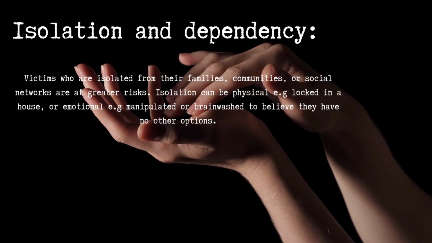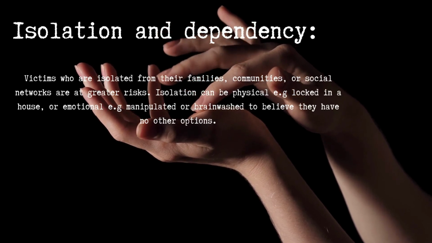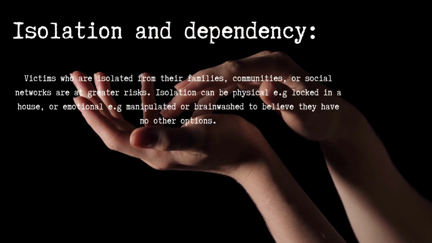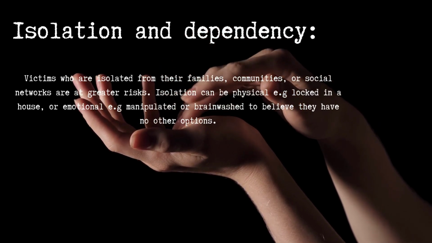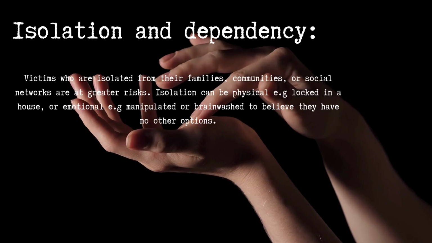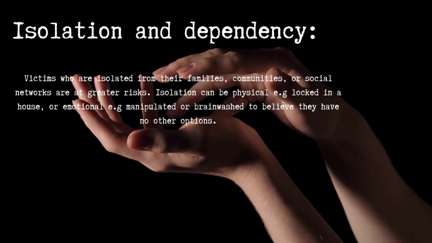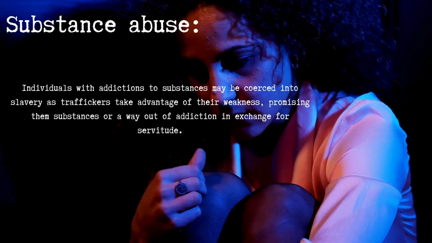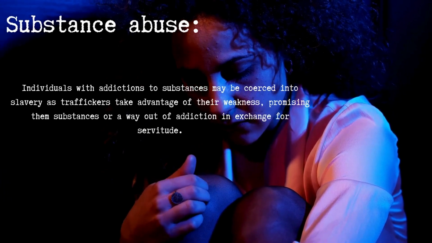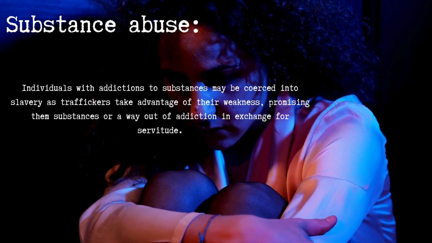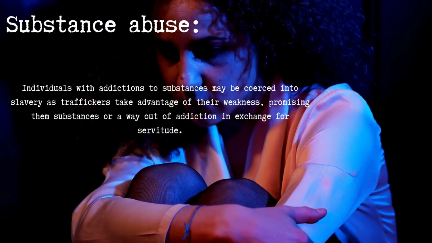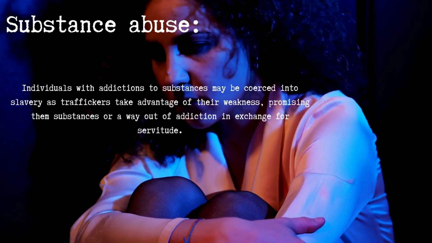Victims who are isolated from their families, communities, or social networks are at greater risk. Isolation can be physical, for example locked in a house, or emotional, for example manipulated or brainwashed to believe they have no other options. Individuals with addiction to substances may be coerced into slavery as traffickers take advantage of their weakness, promising them substances or a way out of addiction in exchange for servitude.